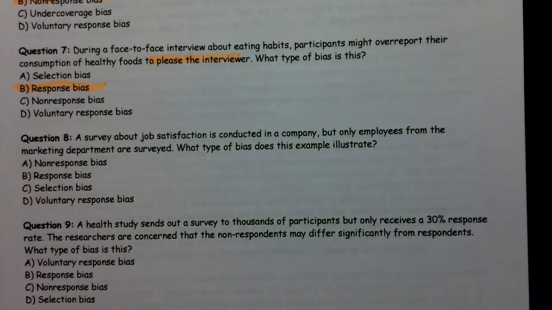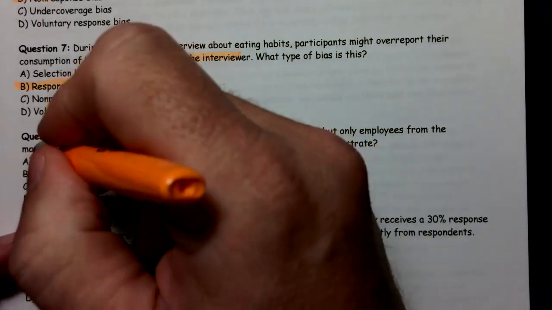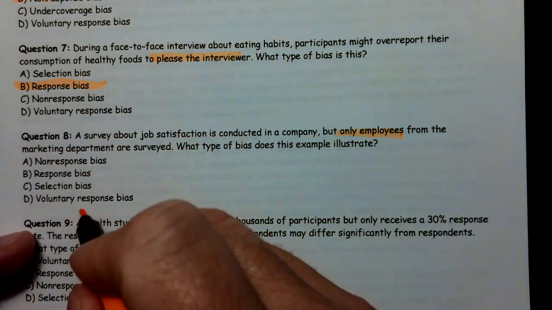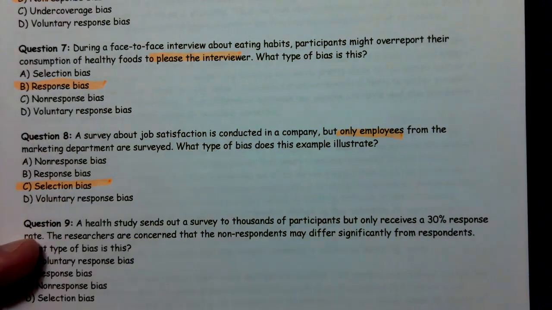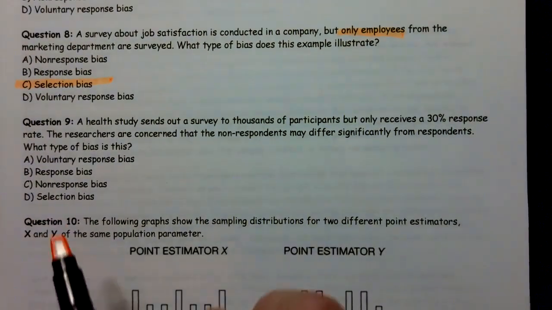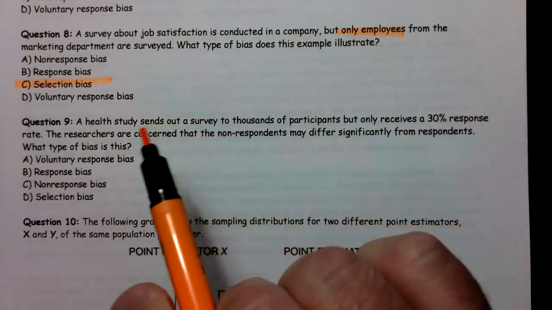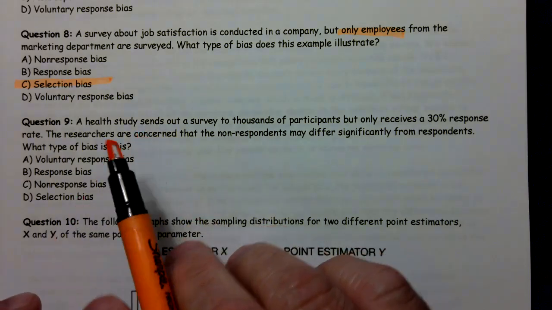Question 8, a survey about job satisfaction is conducted in a company, but only employees from the marketing department are surveyed. So we only have one group. We have undercoverage bias or selection bias. Either one. Because selection bias means we have a bad sample, and that bad sample will result in undercoverage.